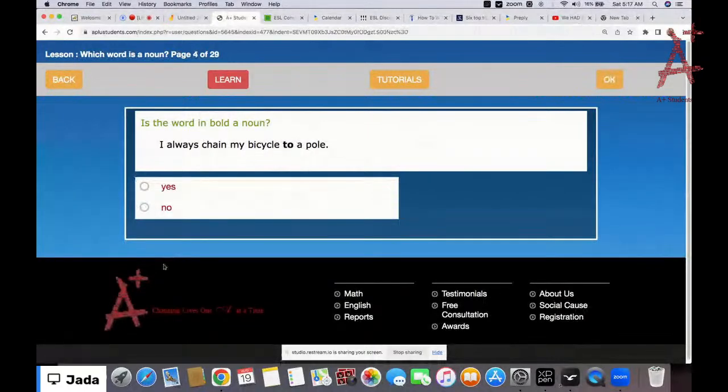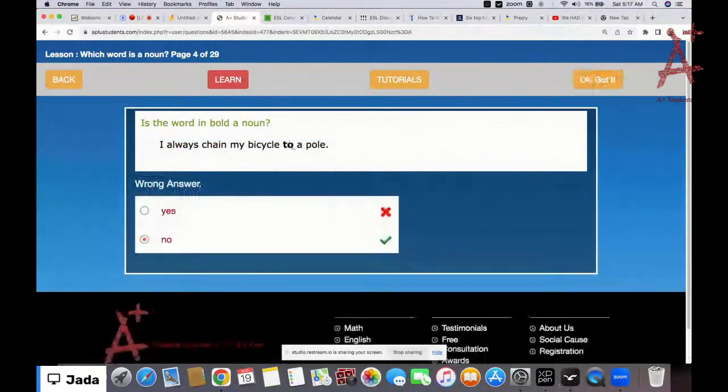So let's say, for example, you have this question: I always chain my bicycle to a pole, and then you click on yes because you don't know if "to" is a noun, and then you click on "to", for example. Usually you would have an explanation down below and it's going to tell you how to do it. So let's say you click on the wrong answer because you're unsure of it and you do not know if the answer is correct. All you need to do is just scroll down. Once you scroll down, you're going to see the explanation. Yes, actually "to" is not a noun.